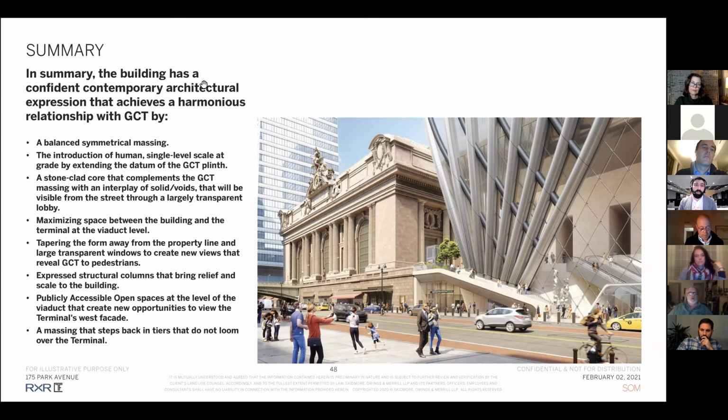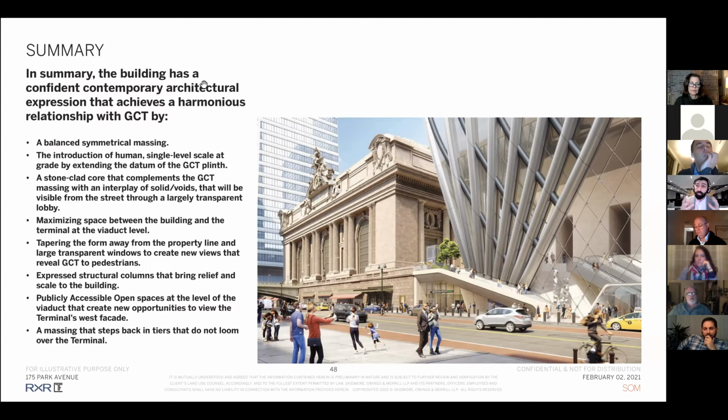We're maximizing the space between the building and the terminal at that viaduct level. We're tapering the form away from the property line and creating large transparent windows to bring in these new views that reveal the terminal to pedestrians. We're expressing the structural columns to bring relief and scale to the building. And finally, creating publicly accessible open spaces that create new opportunities to finally appreciate the eastern facade of the terminal and really valorize it to members of the public.